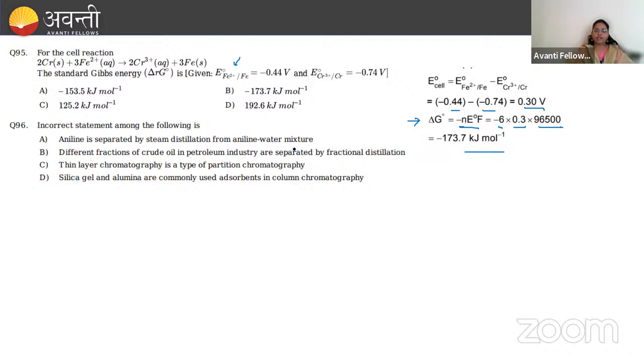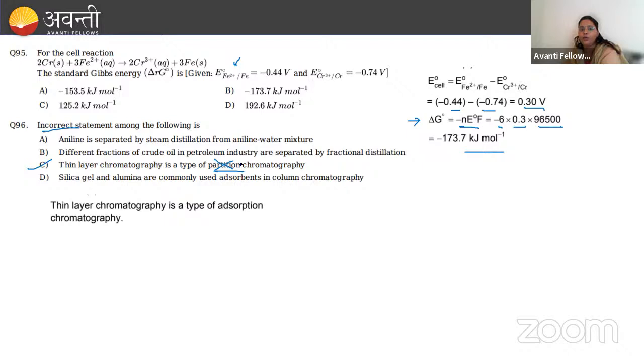Any doubt in this? Next question: incorrect statement. Here we have to find out the incorrect statement. So which one is the incorrect statement? Yes, so here the incorrect statement is C. Thin layer chromatography is not a type of partition chromatography; it is a type of adsorption chromatography. Okay, other statements are true.